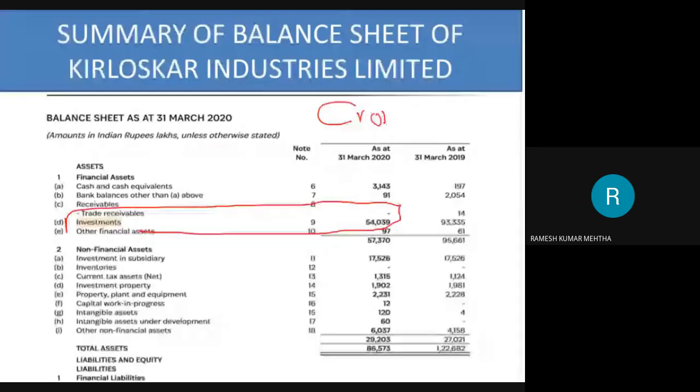And I will take a small example of Kirloskar Limited. If you look at the balance sheet of Kirloskar Limited and you look at the investments, look at this, it is in crores. It is 5,000 lakhs, 540 crores. This I have extracted from the balance sheet of the company. Now, look at where they have invested. The investments are into Swaraj Engines.